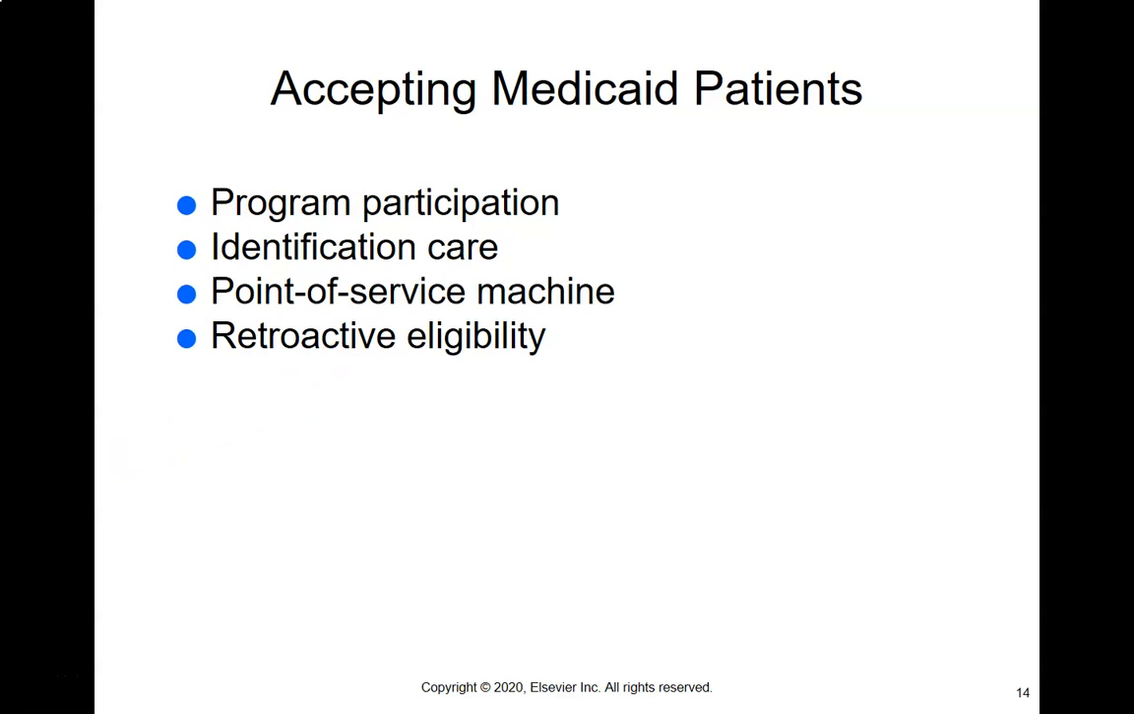Point of service machine. The point of service machine connects to state systems to verify Medicaid coverage using information from a card. Retroactive eligibility: a patient who receives medical care while applying for Medicaid should be treated as a cash patient. Once Medicaid approves eligibility and sets a retroactive date for coverage, the patient should be reimbursed for any costs that will be billed to Medicaid.